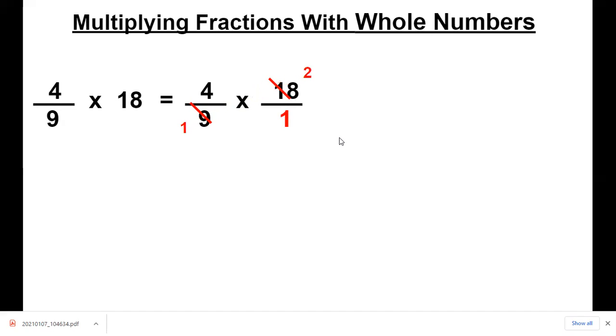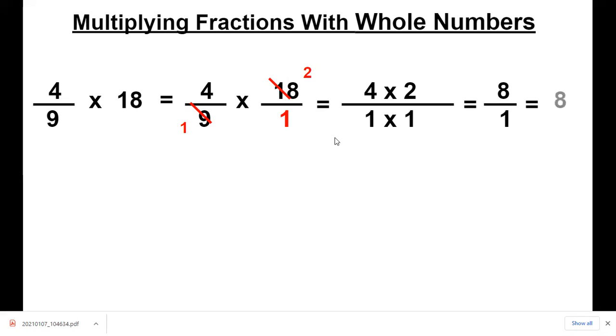18 divided by 9 is 2, and 9 divided by itself is 1. So I'll get 4 times 2 on top, and 1 times 1 on the bottom. Super easy. 4 times 2 is 8. 1 times 1 is 1. 8 over 1 is the same as 8 divided by 1, which is just 8. So my answer is 8.